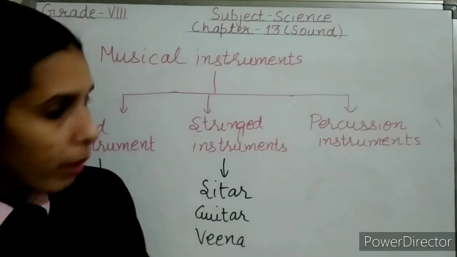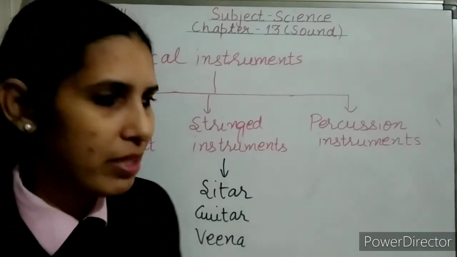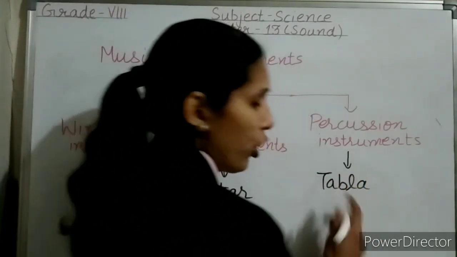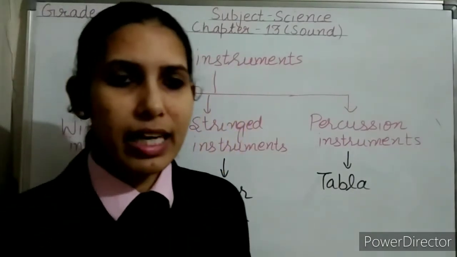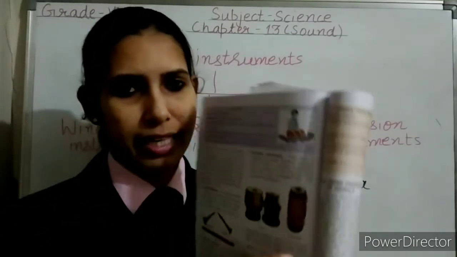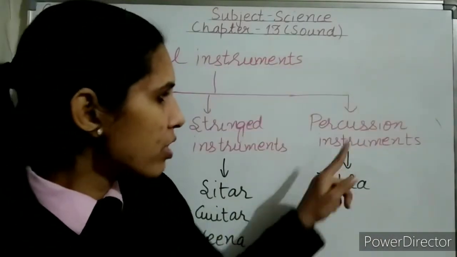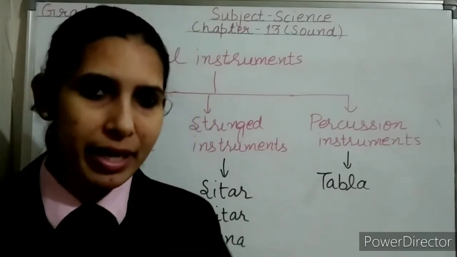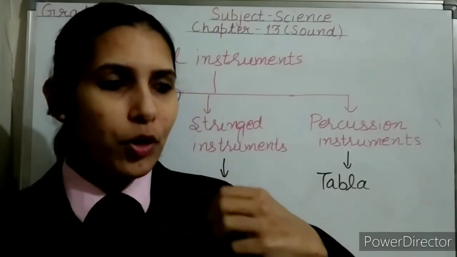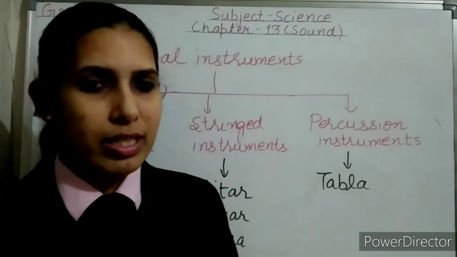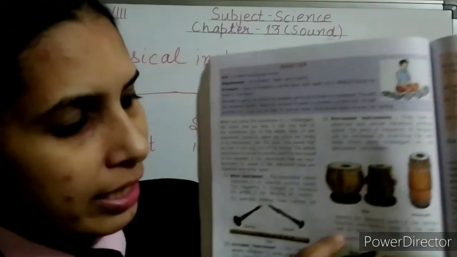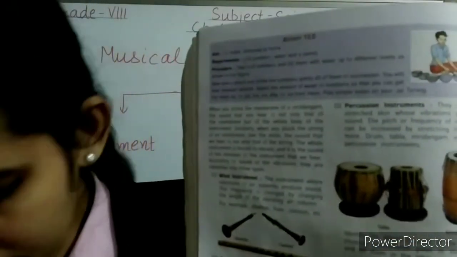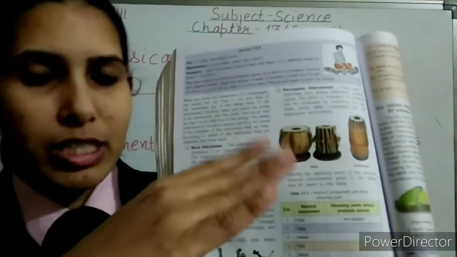The next one is the percussion instruments. Examples are tabla, dholak, mridangam. First let us understand the meaning of percussion instruments. Percussion instruments are musical instruments that are played by striking them with the hand or with the help of a stick, etc. In the case of tabla, the musical sound is produced when it is beaten with the hand.